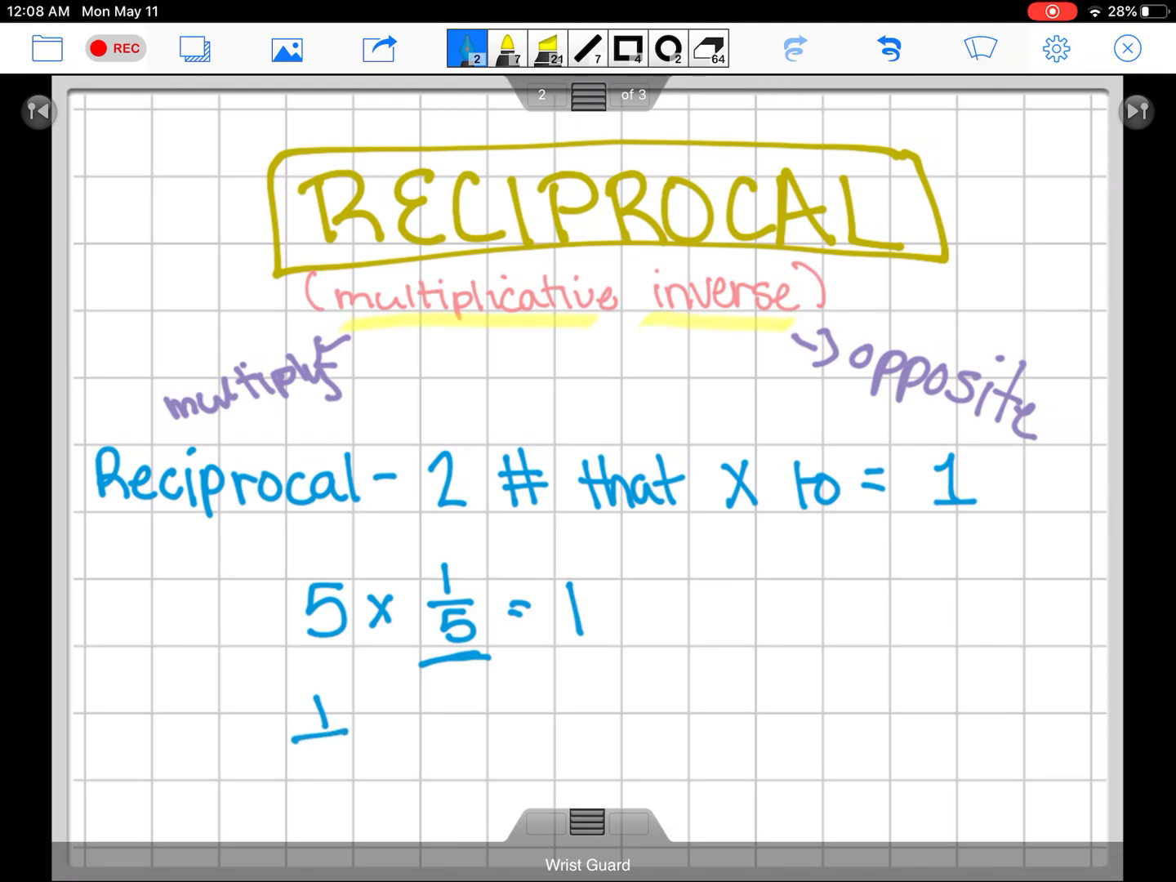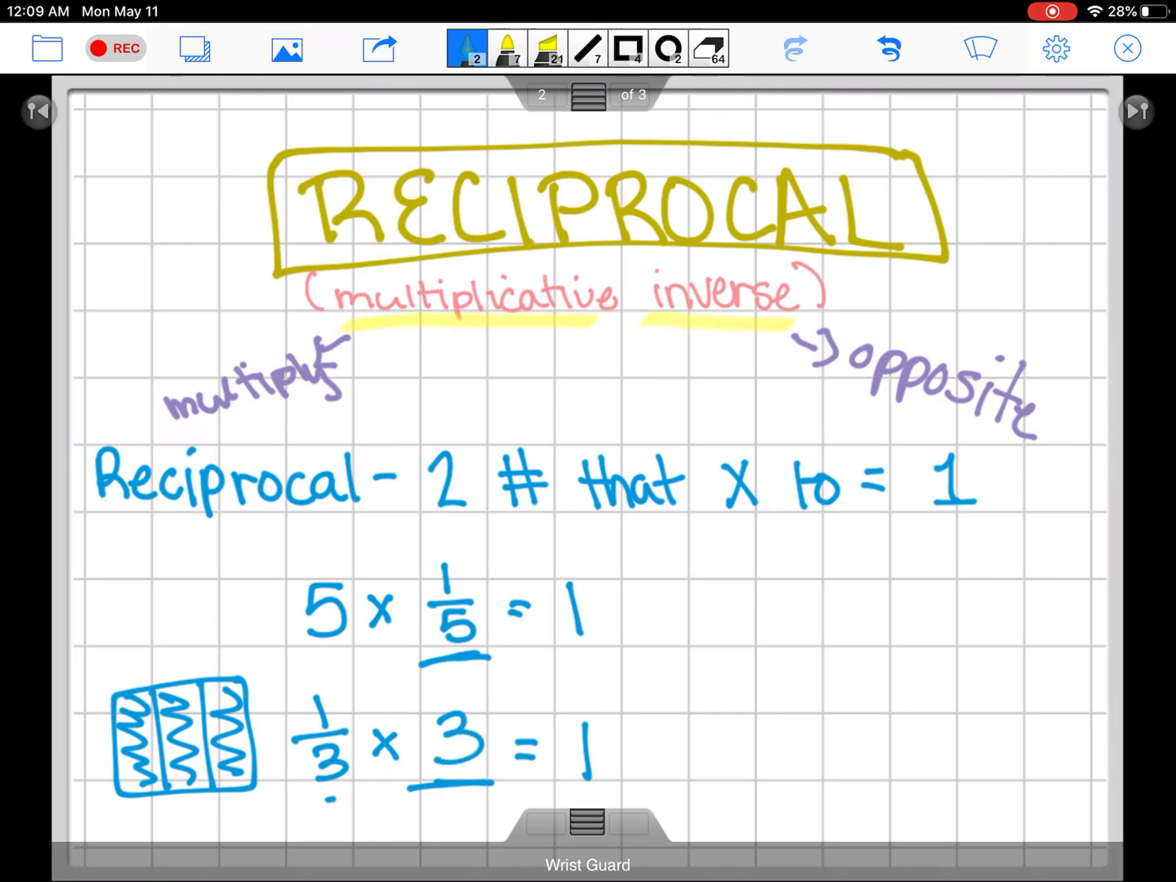Another one, if we had 1/3. 1/3 multiplied by what number will equal 1? Well, how many 1/3s do I need to have a complete whole? Here are my thirds. If I have one of them, how many do I need to have a complete whole? I need to multiply my 1/3 by 3. 1/3 multiplied by 3 equals 1. So again, this would be the reciprocal, all right?